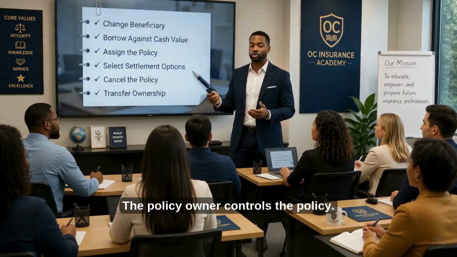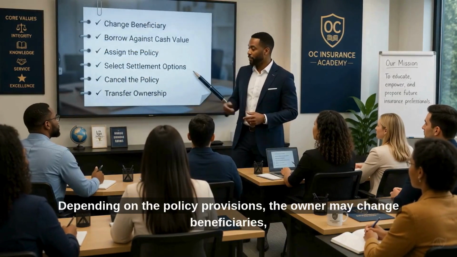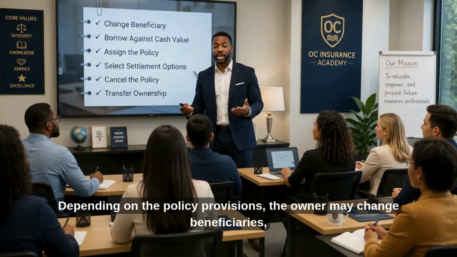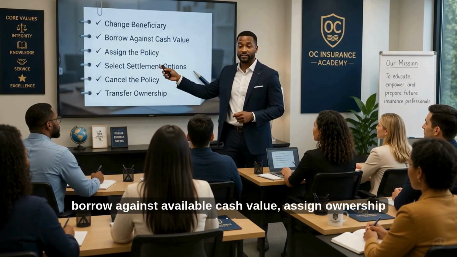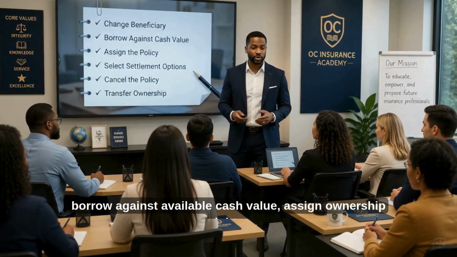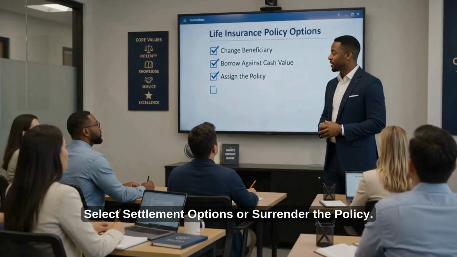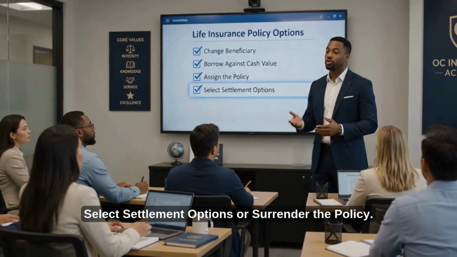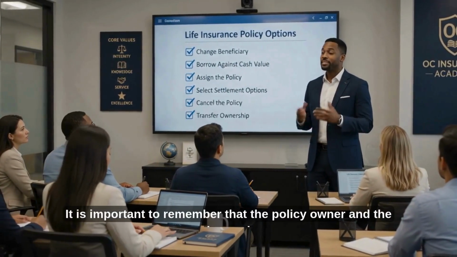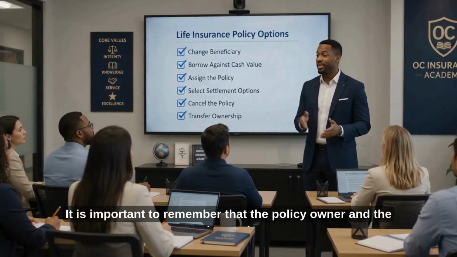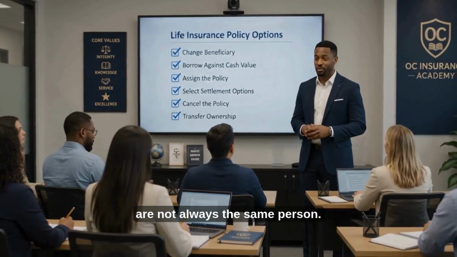The policy owner controls the policy. Depending on the policy provisions, the owner may change beneficiaries, borrow against available cash value, assign ownership rights, select settlement options, or surrender the policy. It is important to remember that the policy owner and the insured are not always the same person.